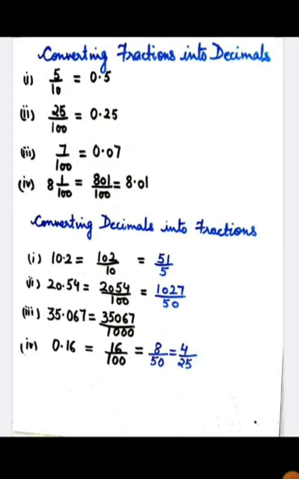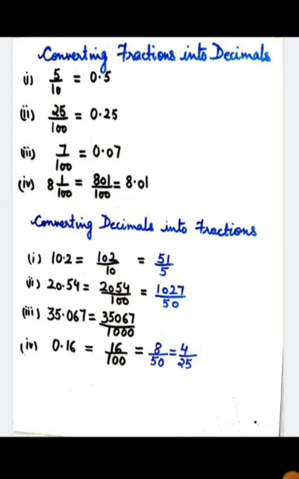Then for the denominator, first of all write 1. Then check how many digits are given on the right side of the decimal. There are 2 digits, 1 and 6. So we will put 2 zeros in the denominator, and now our number is 16 upon 100.